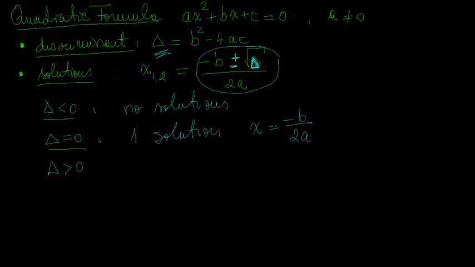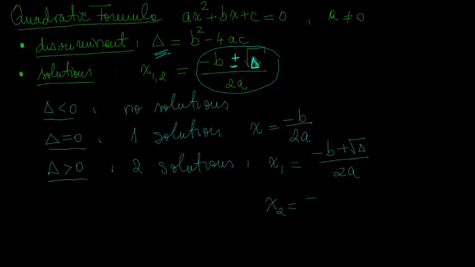Finally, the third case we have is when delta is strictly greater than 0, and then this plus and minus will really play a role, and we're really going to have two solutions. Namely, the first one, x1, will be minus b plus square root of delta over 2a, and the second solution, x2, will be minus b minus square root of delta over 2a, and that's why we write this formula together as x1,2, because we want to use shorthand notation and simply understand one solution is with plus and the other solution is with minus.